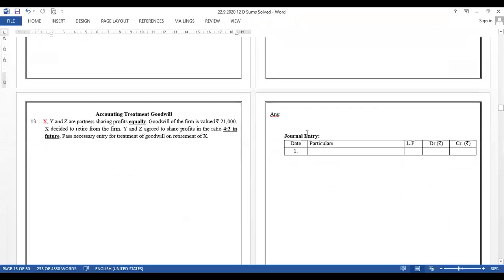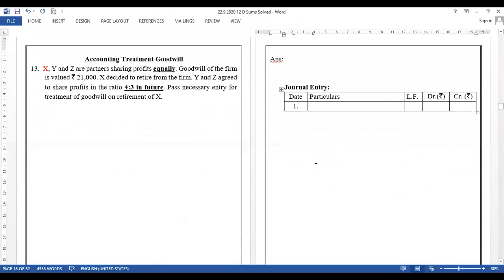Okay, let us go through the sums now. Accounting treatment of Goodwill. X, Y, and Z are partners sharing profits equally. Old ratio is equal. Goodwill of firm is valued at rupees 21,000. X decided to retire from the firm. Y and Z agreed to share future profits in the ratio 4:3. Pass necessary entry for the treatment of Goodwill on retirement of X. Now, we are given old ratio X, Y, Z.